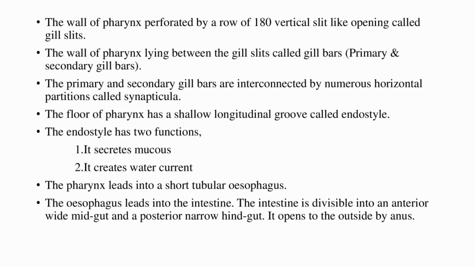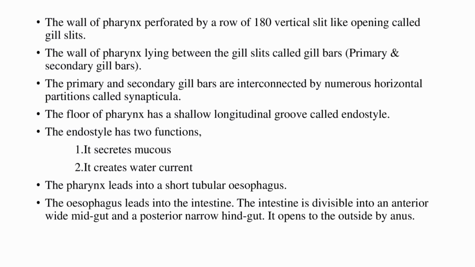The wall of the pharynx is perforated by a row of 180 vertical slit-like openings called gill slits. The wall of the pharynx lying between the gill slits is called gill bars, that is, the primary and secondary gill bars. The primary and secondary gill bars are interconnected by numerous horizontal partitions called synapticulae. The floor of the pharynx has a shallow longitudinal groove called the endostyle. The endostyle has two functions. It secretes mucus and creates water current.